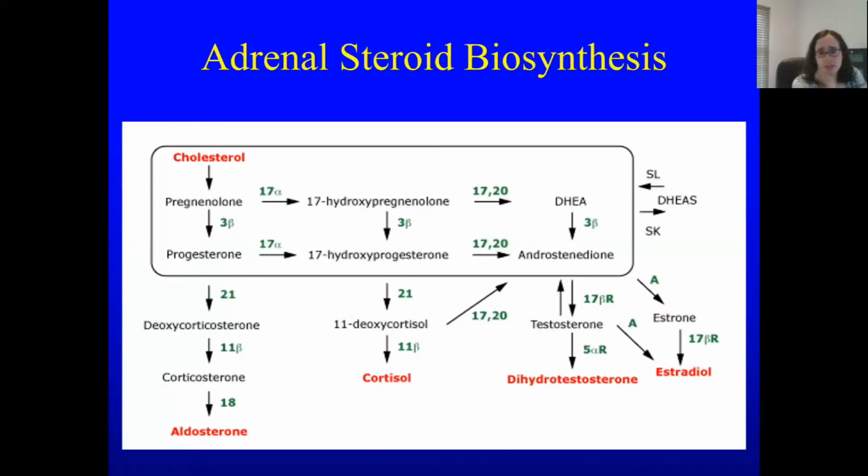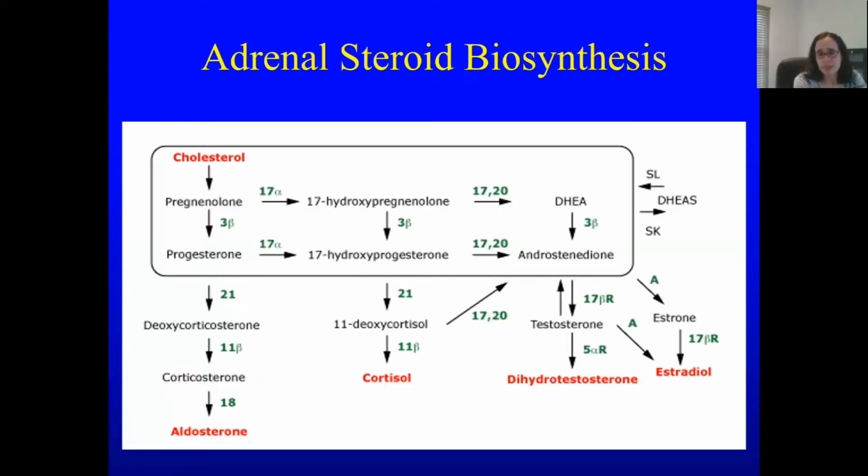This is the adrenal steroid biosynthesis pathway. You do not need to know that. Our fellows need to know this, but this is just to show you that it's kind of complicated. It's a steroid precursor, starts with cholesterol, and then by a series of enzymatic reactions, you make aldosterone, cortisol, DHT, testosterone, which is then converted to DHT, and estradiol.